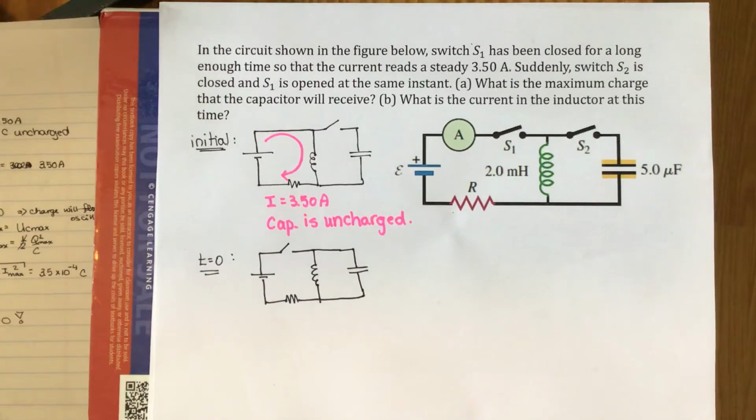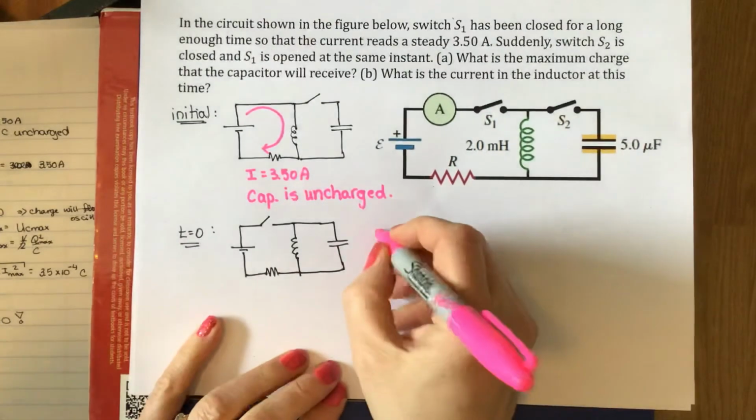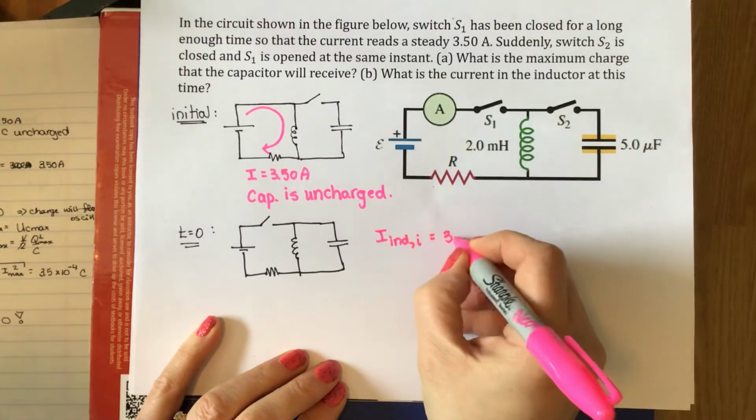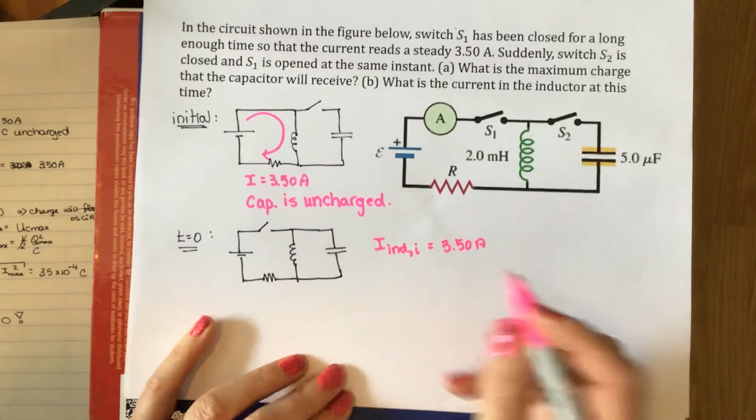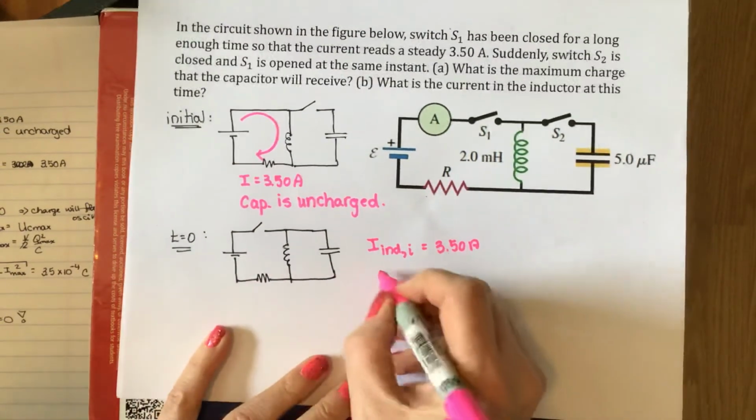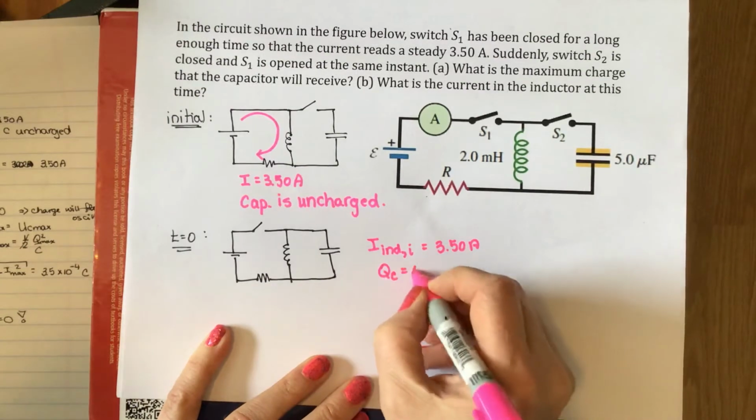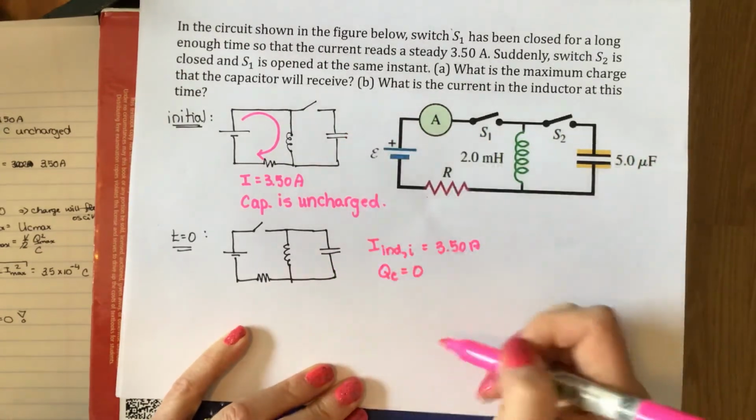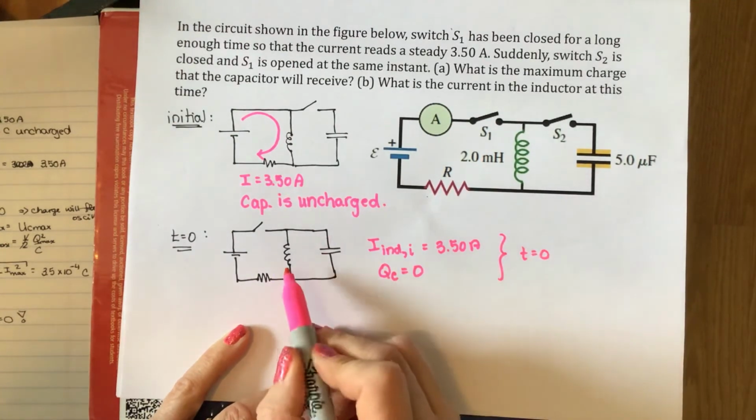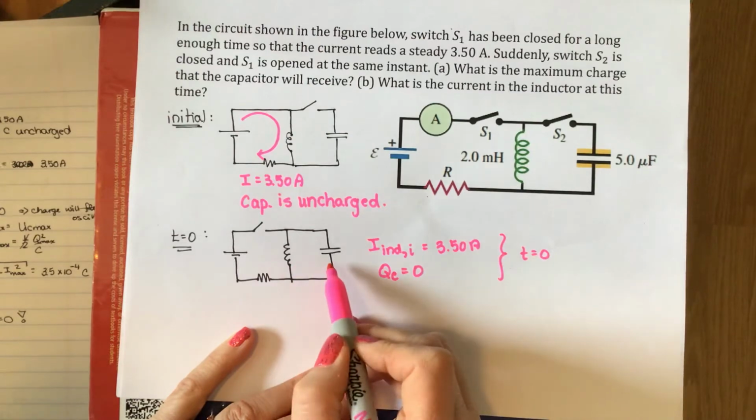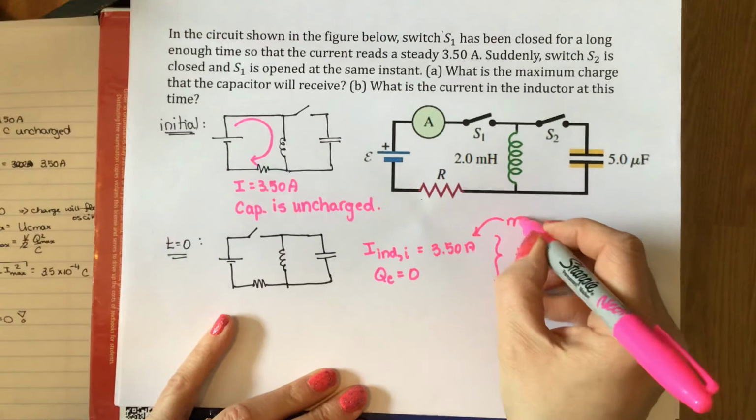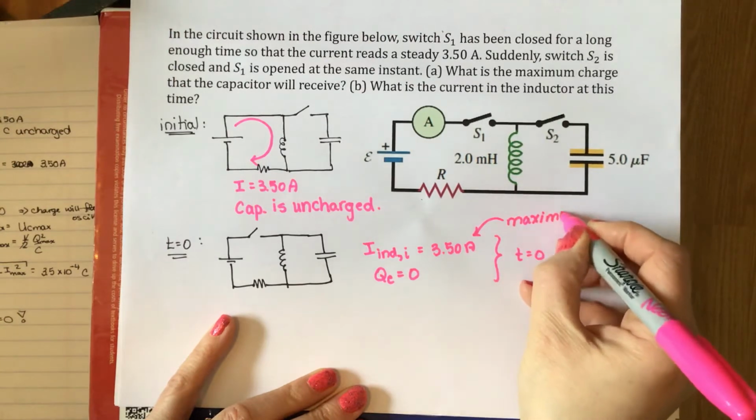So right here at this point, the current in the inductor initially is 3.50 amps. If this is the initial current, and the charge on the capacitor initially equals 0 because we started with an uncharged capacitor, so these are things at t equals 0. So if the current here is 3.5 amps and the charge here is 0, that means this must be the maximum current, because there's nowhere else for current to come from.